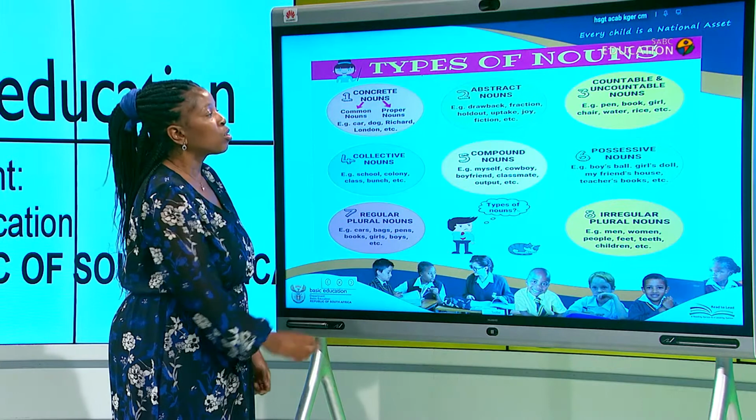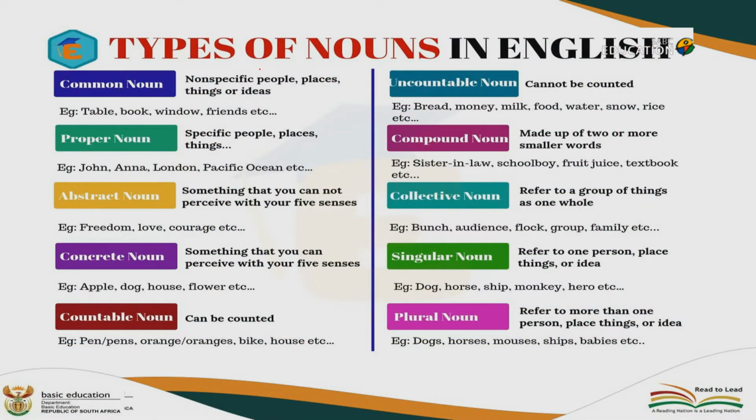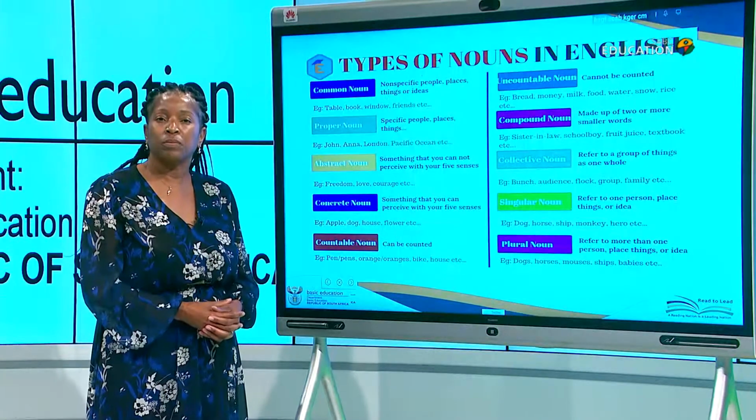So we have got different types of nouns in the English language. The main noun is the concrete noun. If something is concrete, it means that you can perceive it with your five senses. Within concrete nouns, there are proper nouns as well as common nouns. Now, what are proper nouns? Proper nouns are specific names.